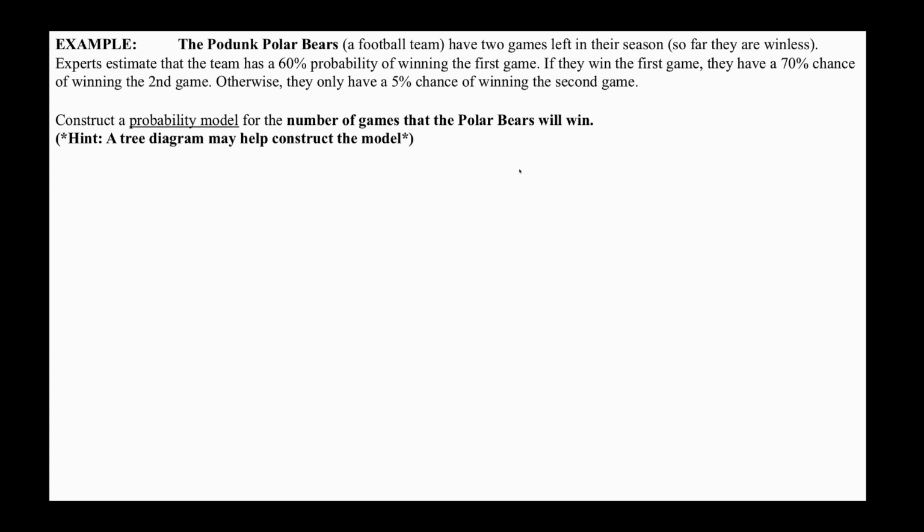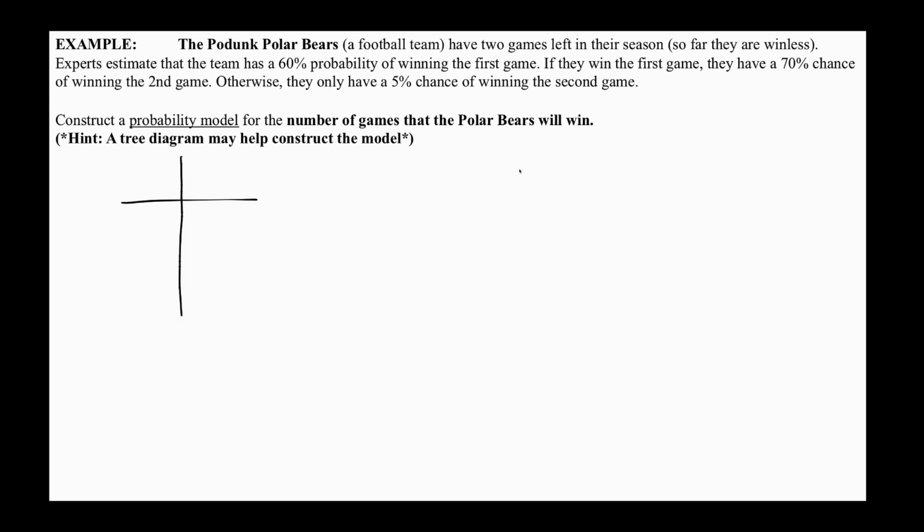The Podunk Polar Bears is a football team. They have 2 games left in their season. So far they are winless. Experts estimate that the team has a 60% probability of winning the first game. If they win the first game, they have a 70% chance of winning the second game after that. Otherwise, they only have a 5% chance of winning the second game. So they want us to construct a probability model.